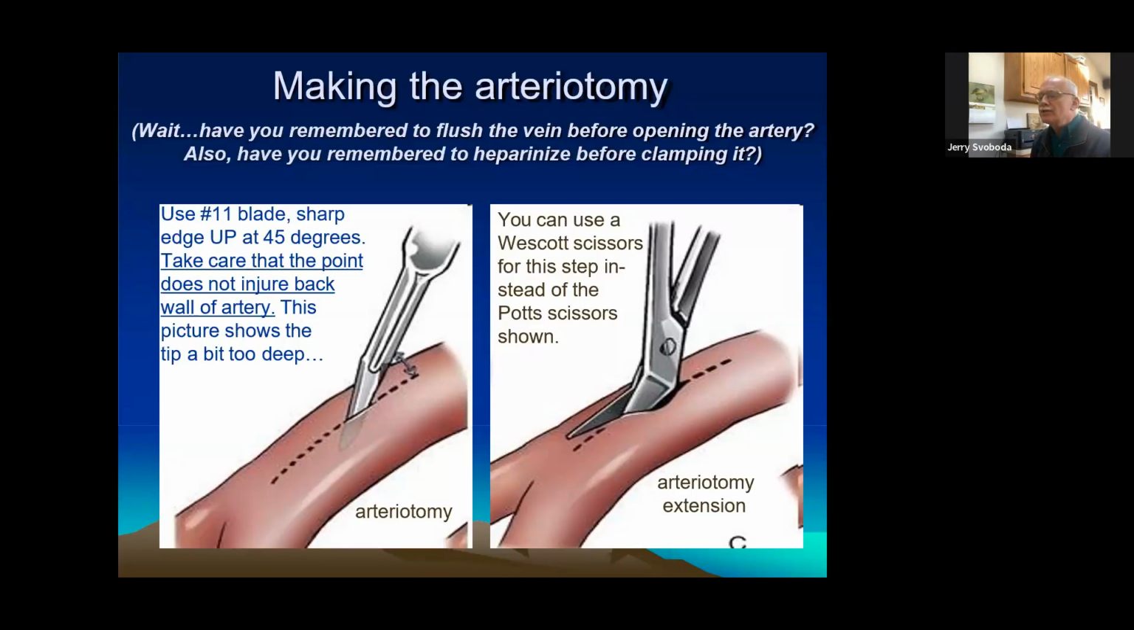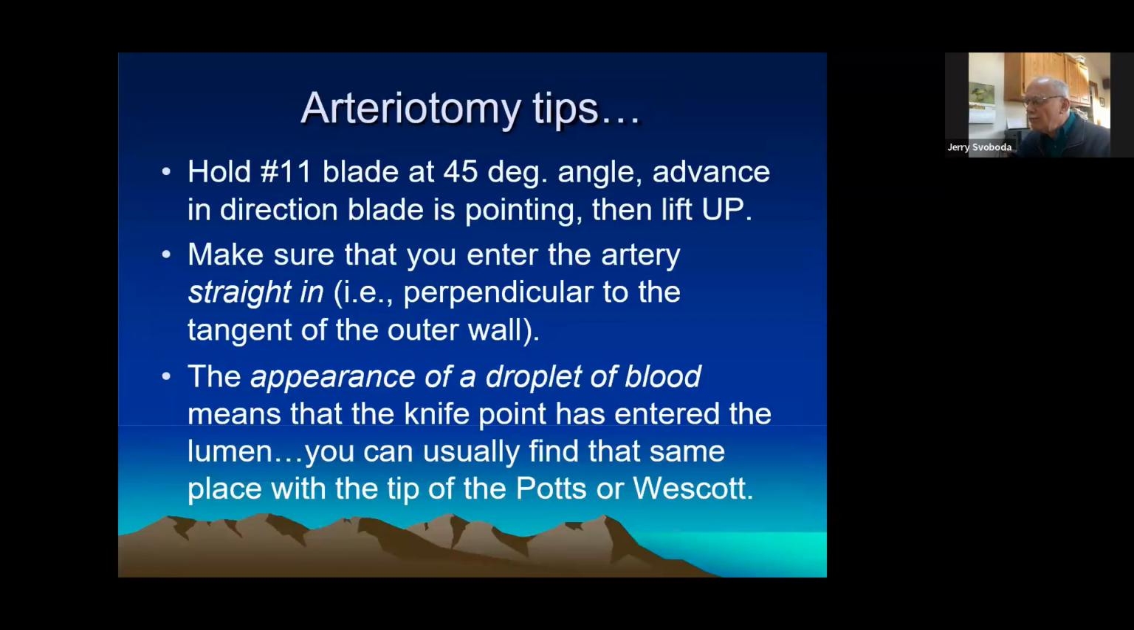Even though some books and people recommend using the number 15 blade to open the artery, I think using the tip of the number 11 blade gives more control. You puncture the artery and then bring the blade up to make your incision. You can use a very small scissor or a Westcott scissor or a potts scissor, if you have such a thing. These are vascular surgery instruments to extend the arteriotomy. Don't forget those two things to do before you open the artery.